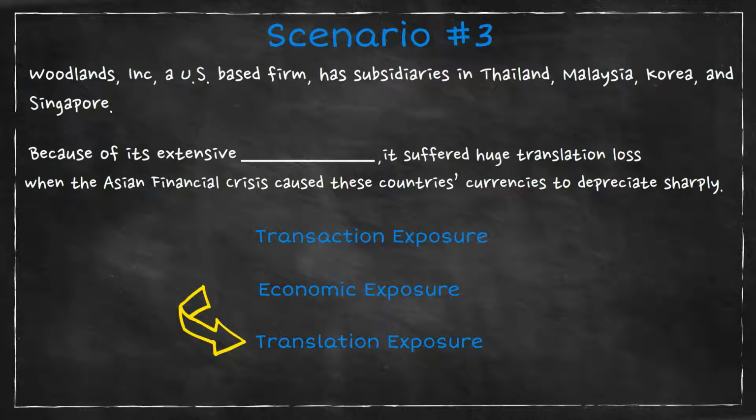Because of its extensive translation exposure, Woodland Inc. suffered huge translation losses when the Asian financial crisis caused these countries' currency to depreciate sharply.